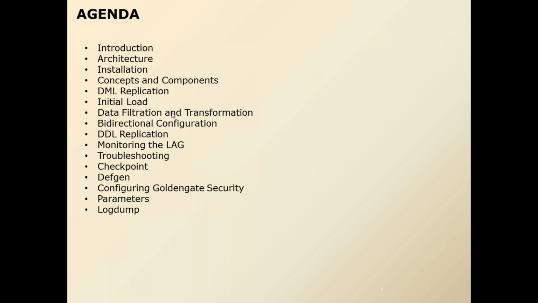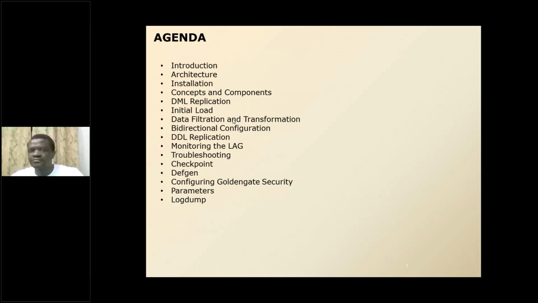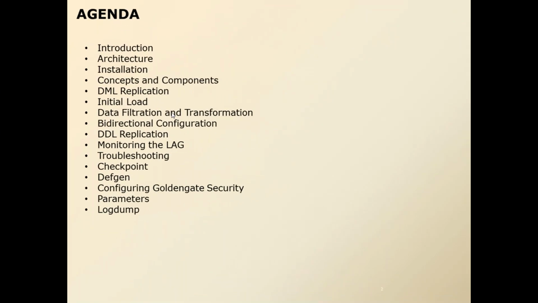Then we'll be discussing bidirectional replication in Oracle Golden Gate. Oracle Golden Gate supports unidirectional as well as bidirectional replication. I have also included in my training bidirectional auto CDR, automatic conflict detection and resolution, which is a new feature of Golden Gate. In fact, Oracle University training may also not be including it. So bidirectional configuration is also included. Then DDL replication using Oracle Golden Gate, and how to monitor the lag.